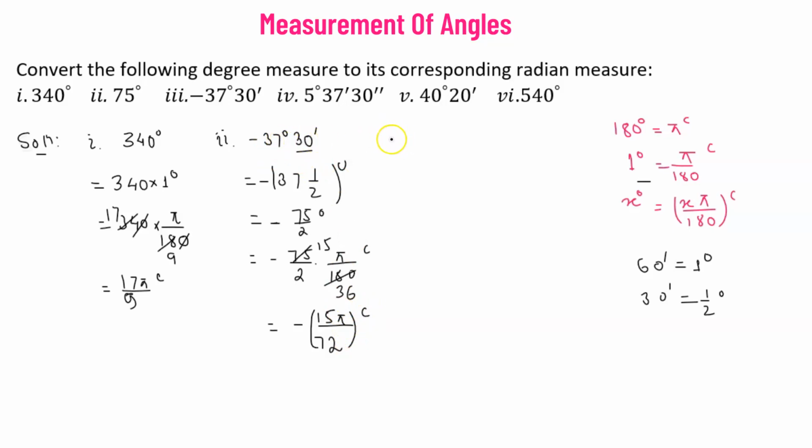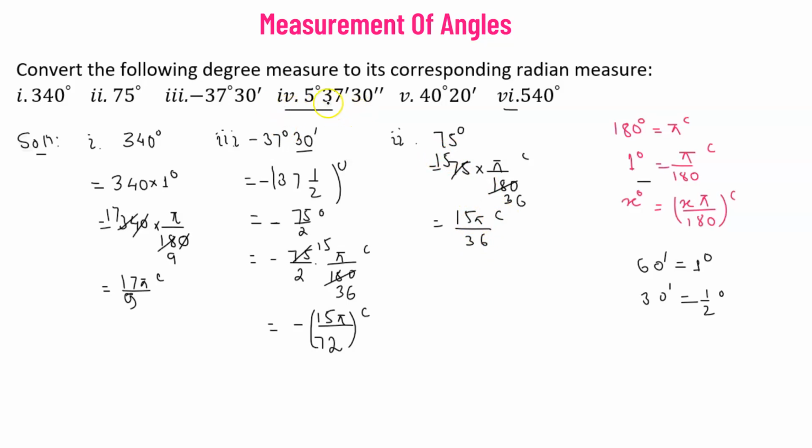Moving on to the third one. Oh, this is actually the third one. I skipped the second one. So the second problem is 75 degrees. That's very simple. We are going to multiply 75 with pi over 180 radians. So we have 5 times 36 is 180 and 5 times 15 is 75. So we have 15 pi over 36 radians. This is the equivalent radian measure of 75 degrees.